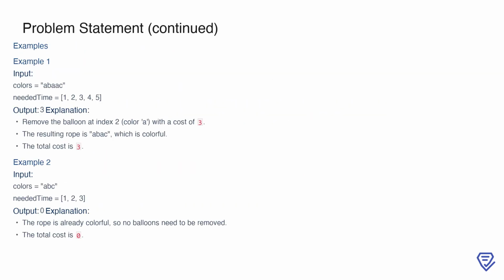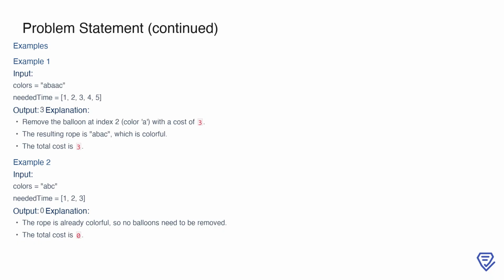To better understand the problem, consider the first example. Here, colors is given as abaac and needed time as 1, 2, 3, 4, 5. To make the rope colorful, Alice removes the balloon at index 2, which has the color a and a removal cost of 3. This results in the rope abac, where no two adjacent balloons share the same color. The total cost is 3.